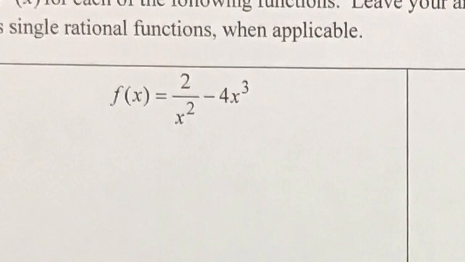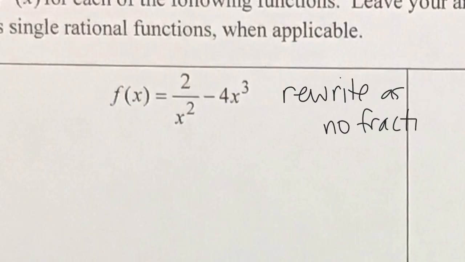So the first thing we're going to do is we're going to rewrite this to have only powers. No more fractions if we can. So we don't want to have any fractions. Which means we have to manipulate this, 2 over x squared.